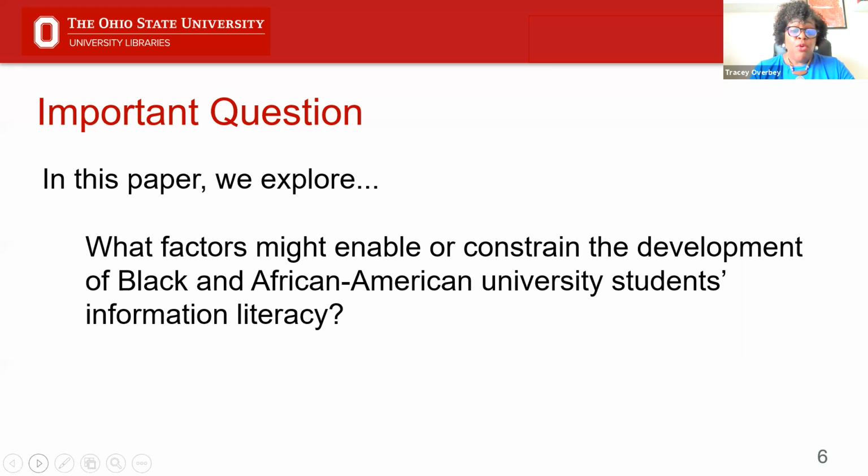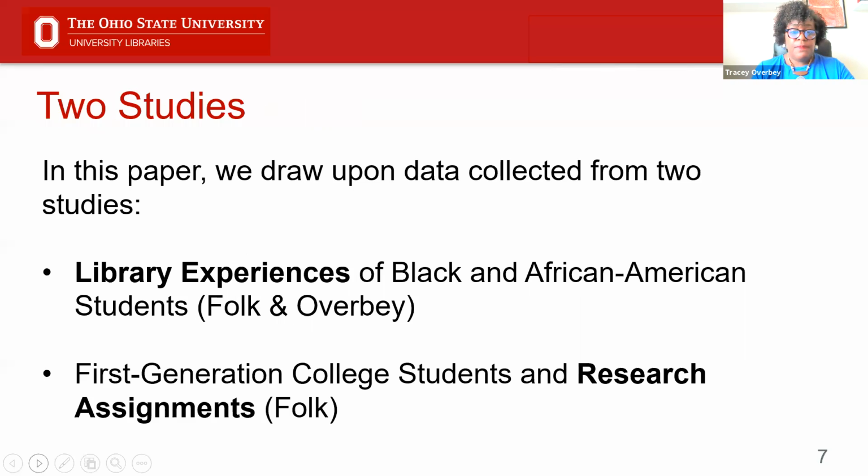So the important question is, in this paper, we explore what factors might enable or constrain the development of Black and African American students' information literacy. To do that, we draw upon data that have been collected from two different studies. The first study is an exploration of library experiences of Black and African American students, which Tracey and I collaboratively conducted over the past couple of years. We'll refer to this study as the Library Experiences Study. The second study is one that explores first-generation college students and their experiences with research assignments that I conducted a couple of years ago. We'll refer to that study as the Research Assignment Study.